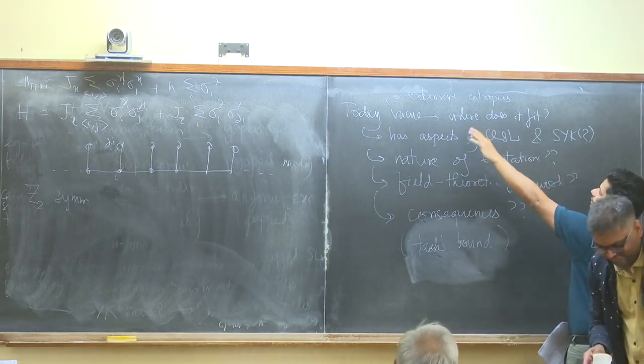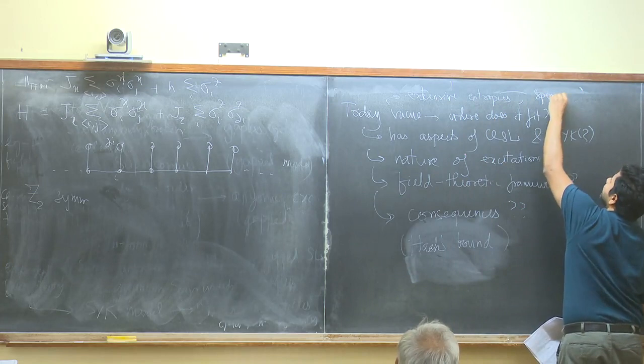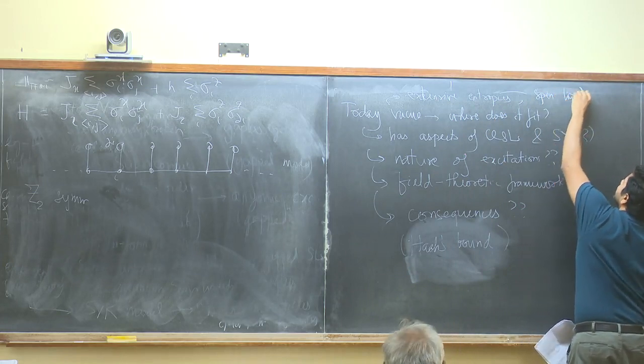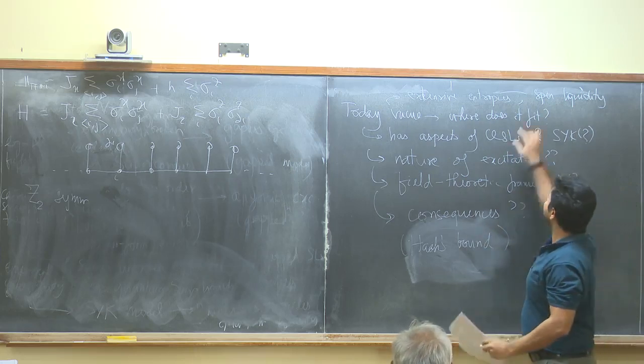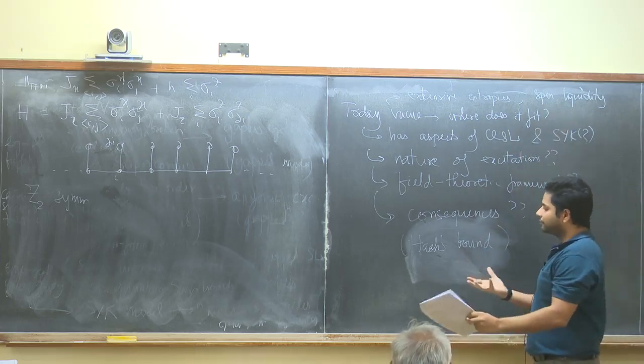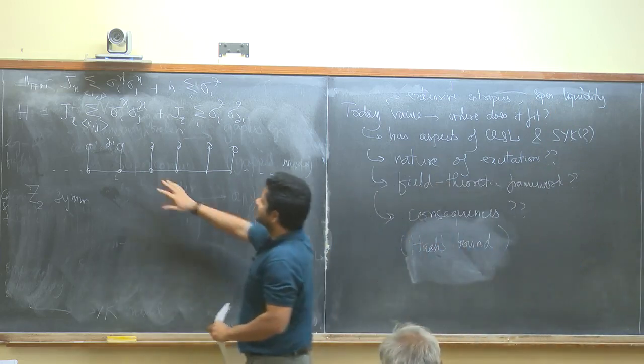There is this property that I can prove, and then there is, let me just call it, spin liquidity. These two properties I can prove. By spin liquidity, any kind of spin ordering, you can show it to be 0. Okay, so let's get to this.